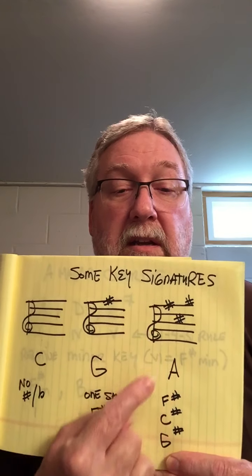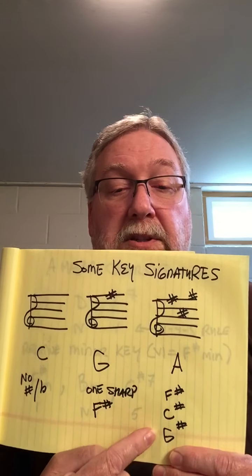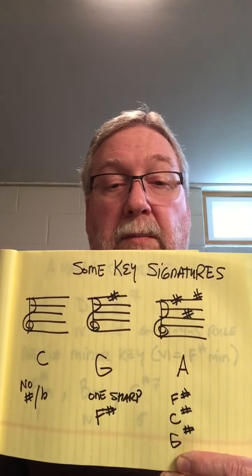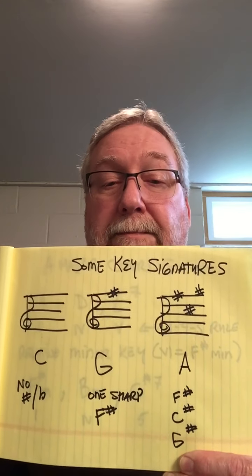So for our key of A, we know there's going to be 3 sharps. So if you see a piece written with 3 sharps, F sharp, C sharp, and G sharp, we know that tune is going to be played in the key of A. So let's follow our rule for the key of A.